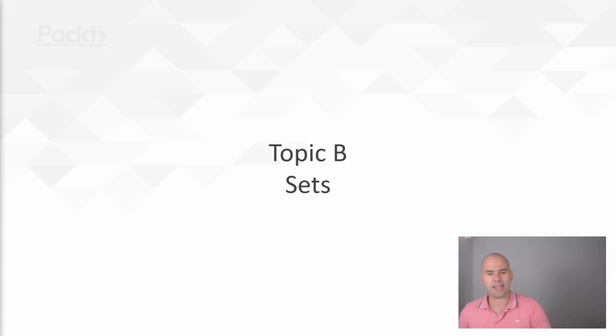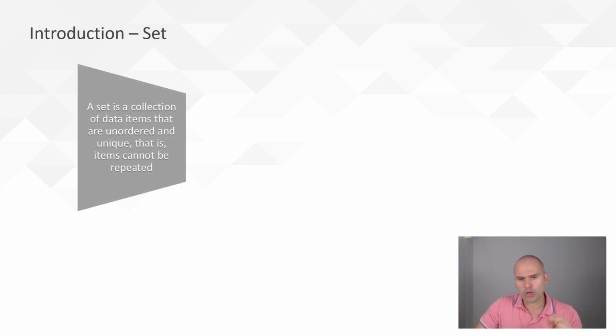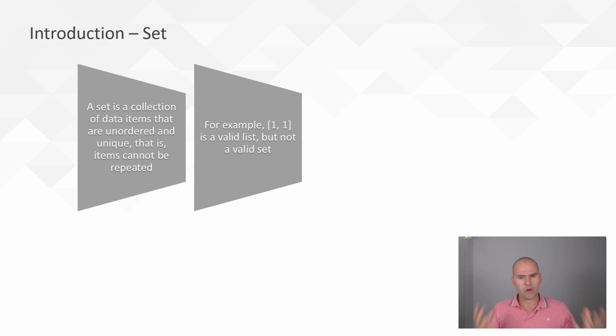Topic B, sets. Now sets are a unique Python data type that I really like. They're essentially just lists of unordered and unique items. In more detail, we're talking about items that cannot be repeated. An example is 1, 1: that's a valid list, but it would not be a valid set because 1 repeats. In sets, every item is unique.